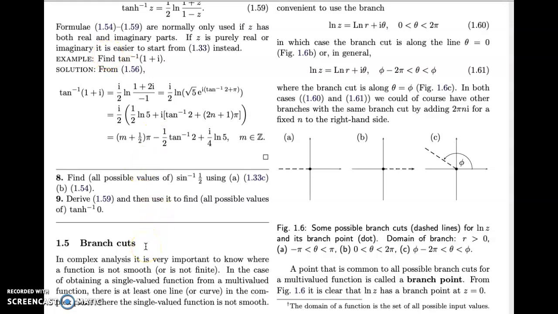So, branch cuts. As we'll see fairly shortly, it's only really possible to do complex analysis on parts of the complex plane where a function is smooth and well behaved. So it's therefore important to know when a function is not smooth.